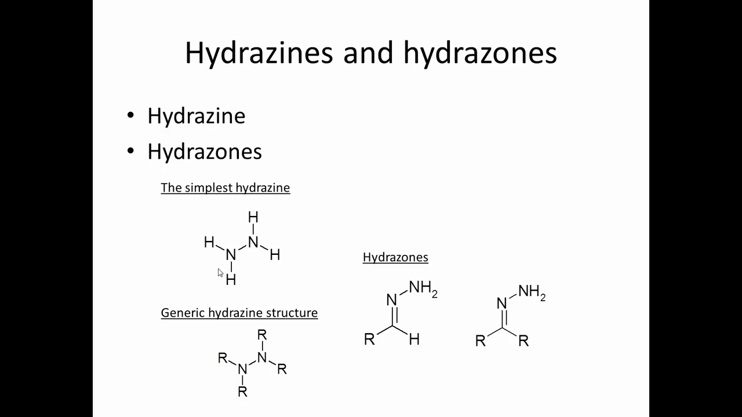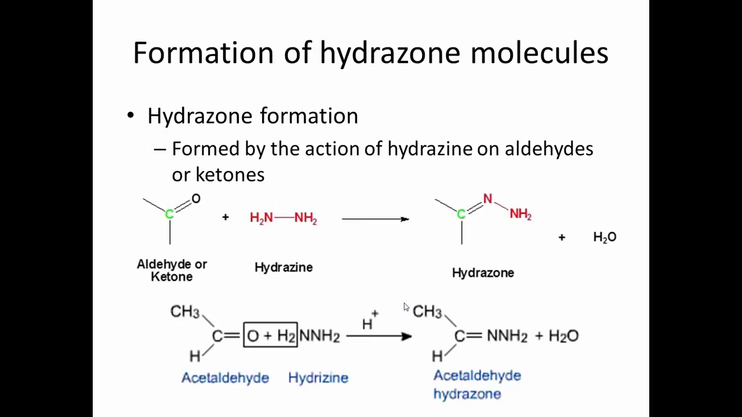So we can take hydrazines and make hydrazones. And we'll look at how we do that. So this is hydrazone formation. It's formed by the action of hydrazine on aldehydes or ketones. So it's important to have this carbonyl group here as the active group. We have the hydrazine, and we have the aldehyde or ketone plus hydrazine giving us the hydrazone plus water. So it is a condensation reaction. And you can see here, this is the water that comes off, and you're left with a hydrazone. So in this case we're looking at acetaldehyde and hydrazine, and that gives us acetaldehyde hydrazone plus water.